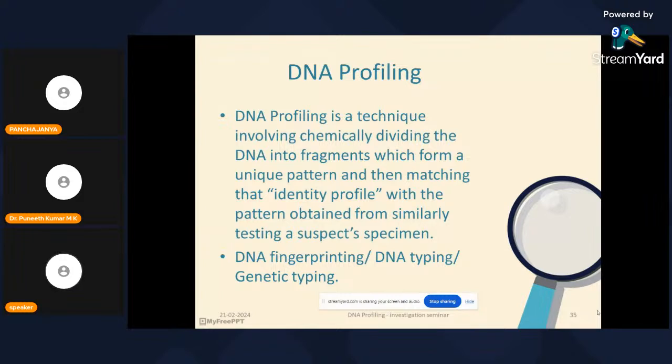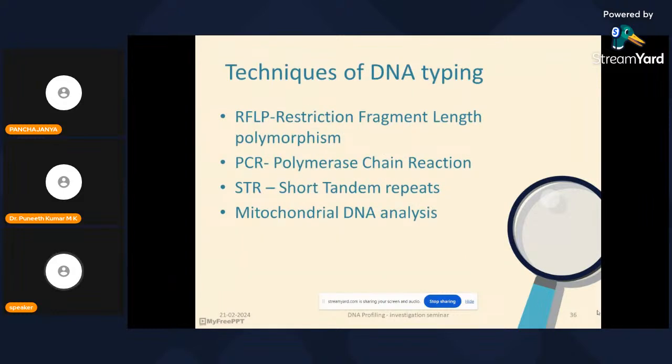DNA fingerprinting, DNA typing, and genetic typing. It is a form of DNA profiling. Okay, techniques of DNA typing, there are four techniques. That is RFLP, that is restriction fragment length polymorphism, polymerase chain reaction, PCR, short tandem repeats, and mitochondrial DNA analysis.